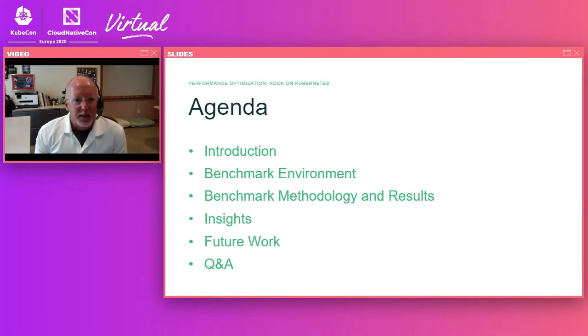What we're going to be covering today is specifically running Rook, which is a containerized version of Ceph, on top of Kubernetes and doing some performance measurement or some benchmark evaluations of that technology. Quick intro, we'll talk about the benchmark environment, we'll work through methodology and results, give you some of those insights, and then discuss what we want future work to be.